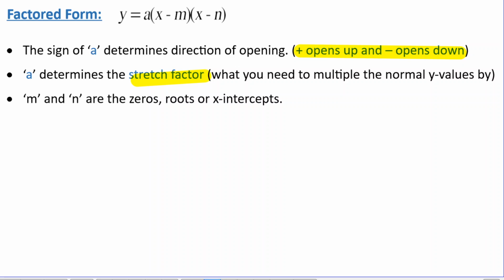And then in this case, factored form tells us the x-intercepts. And that's going to be the values of m and n. Right, so notice it's x minus m, x minus n. Right, and this is the factoring we're used to.